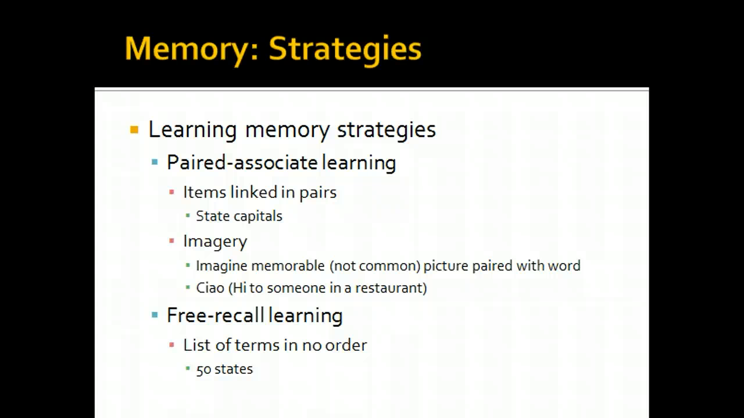There are some strategies to improve your memory, and one is paired associate learning. With paired associate learning, you need to remember things in pairs. This would be like a state and a capital. Those always are going to be going together. One way to do this is using imagery, where you imagine something memorable, like a picture that's memorable, but it can't be a very common picture. It needs to be something that would stand out. And then you pair that picture with the word.